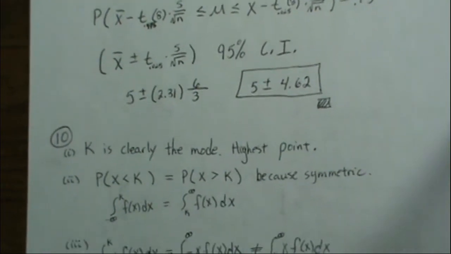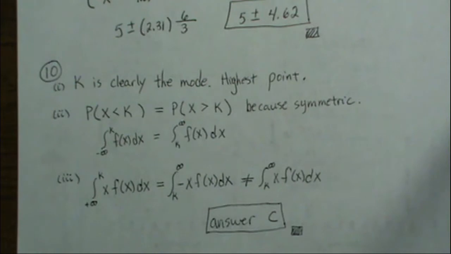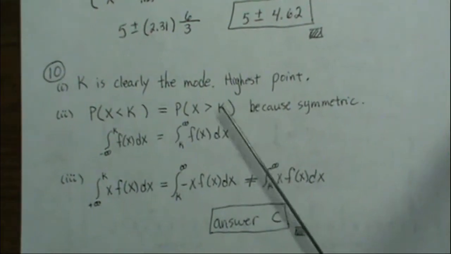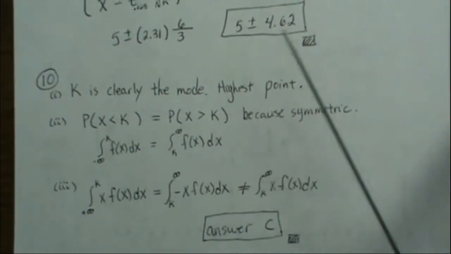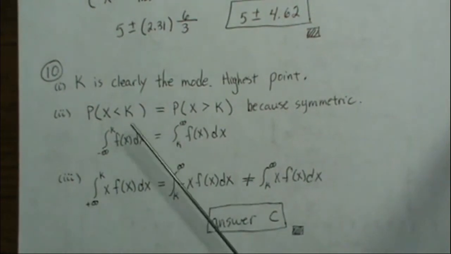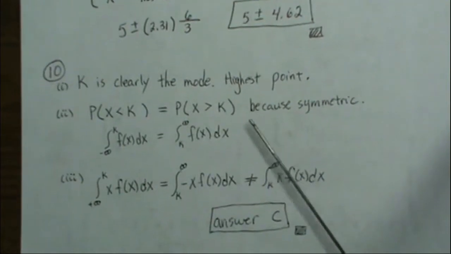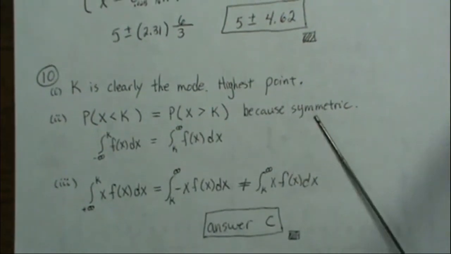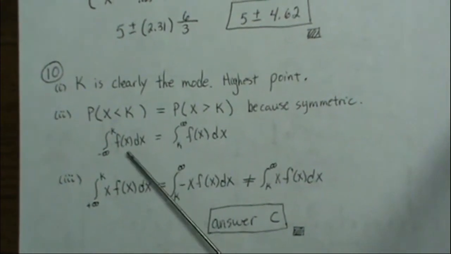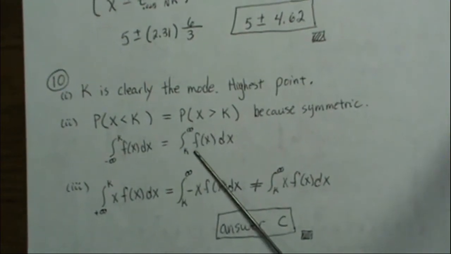So problem 10, we're dealing with a symmetric function that increases to k and then decreases after k. So k is clearly the mode of the function, which means it's the value that creates the highest point. So k is the mode, and the probability that we are less than k and greater than k are equal because we are symmetric. Okay? And here I use this statement because that's going to help with the next one.